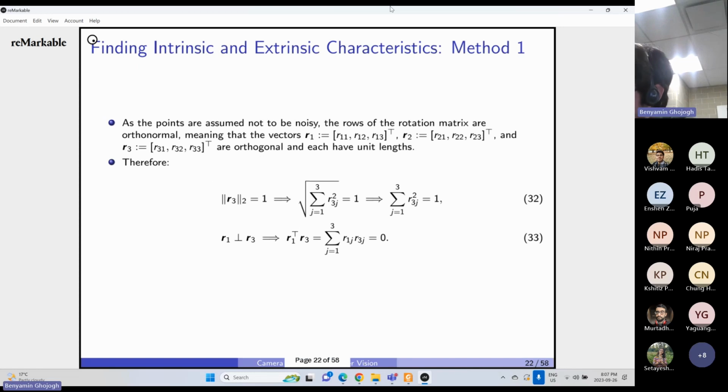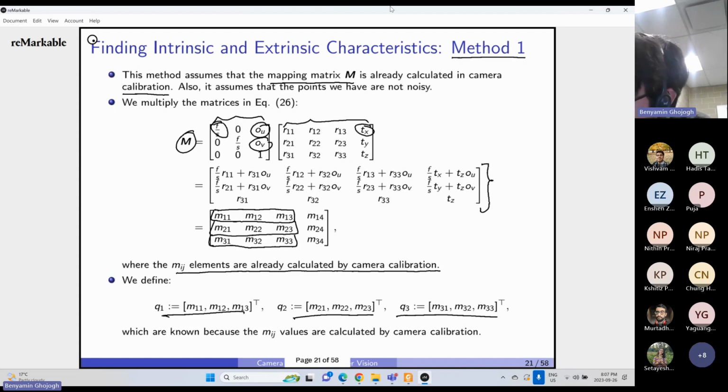Also, by the way, this method 1 is good assuming that the points are not noisy. What do I mean by not noisy? I mean that my camera has worked perfectly, and also I don't have any noise in my measurement of XYZ and also its pixel. So my corner detection algorithm works perfectly, my camera works perfectly, my ruler in the 3D space works perfectly, I don't have any noise. Then I can use this technique.